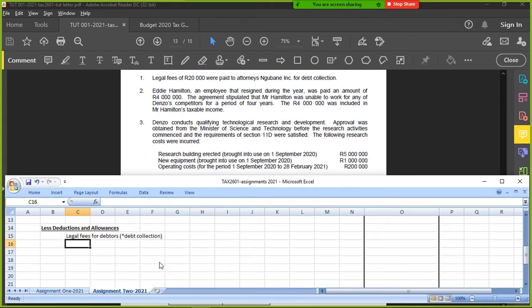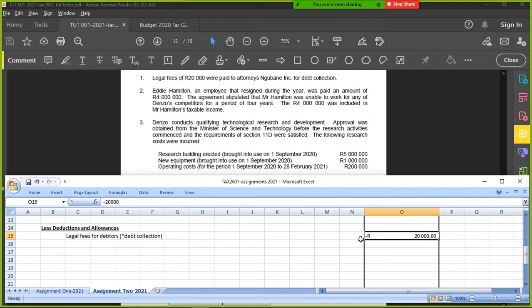All right, so obviously if you're going to incur legal fees or costs to recover outstanding debt from your debtors, it would be seen as an allowable expense, an allowable deduction. So this 20,000 would be deductible, so you would show it as negative 20.